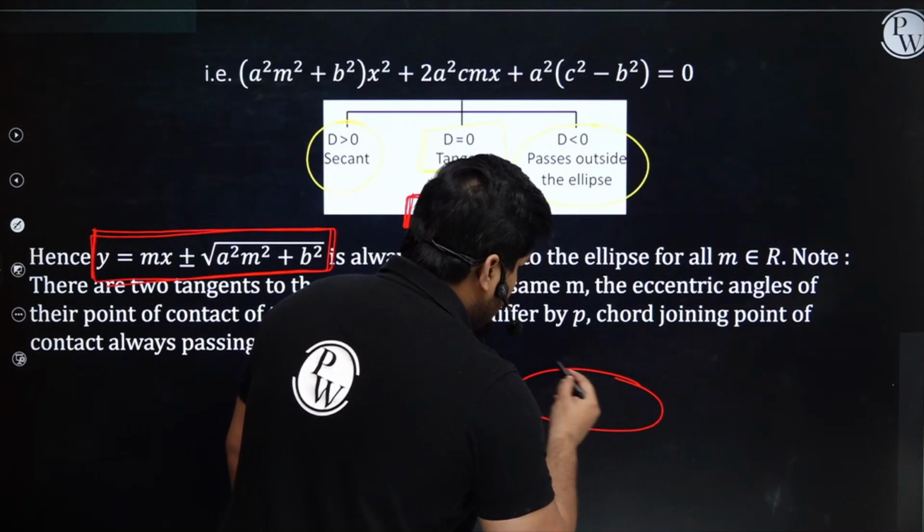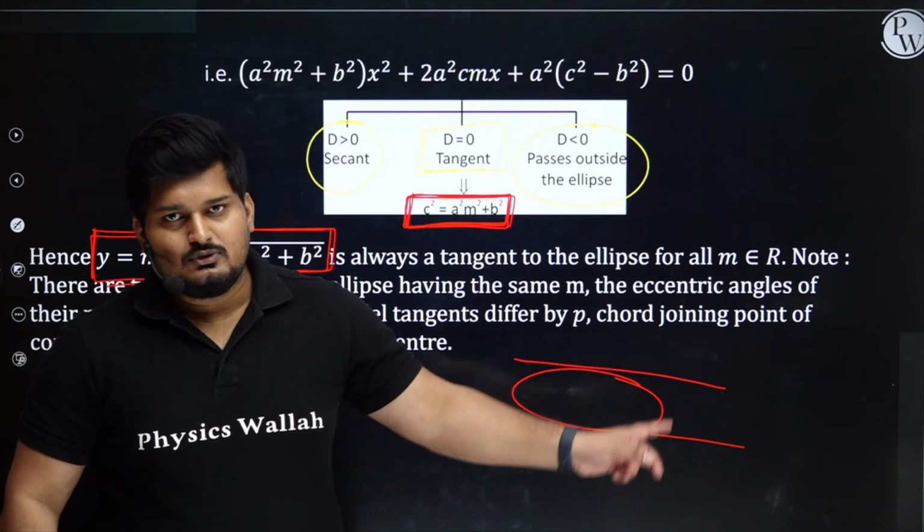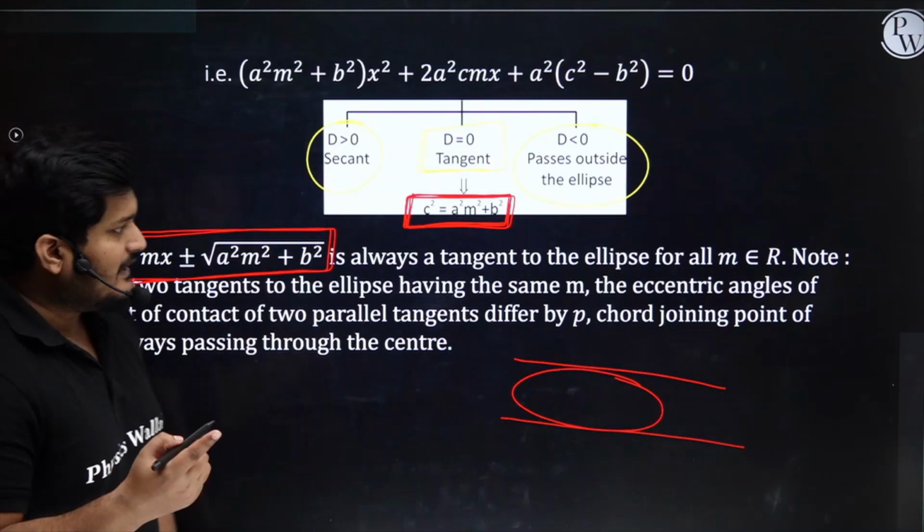For a given slope m, we can draw two tangents, right? That is why we have plus and minus, to write those two tangents. So this is for an ellipse whose center is 0, 0. If the center is not 0, 0, then what to do?